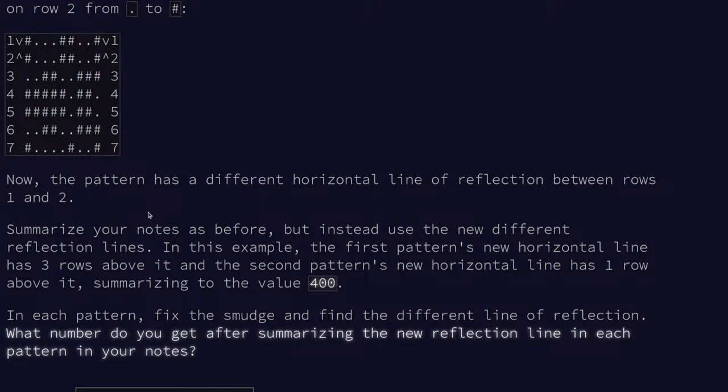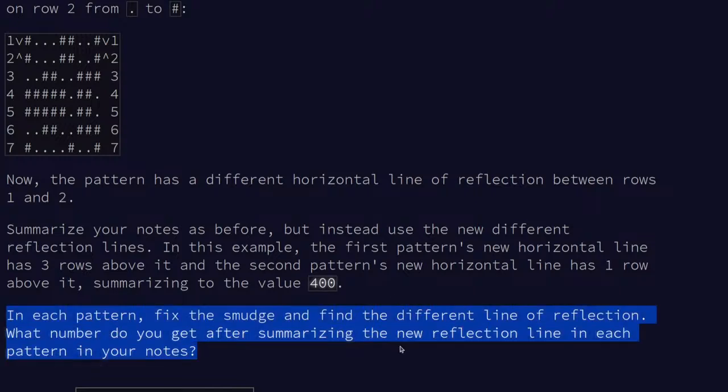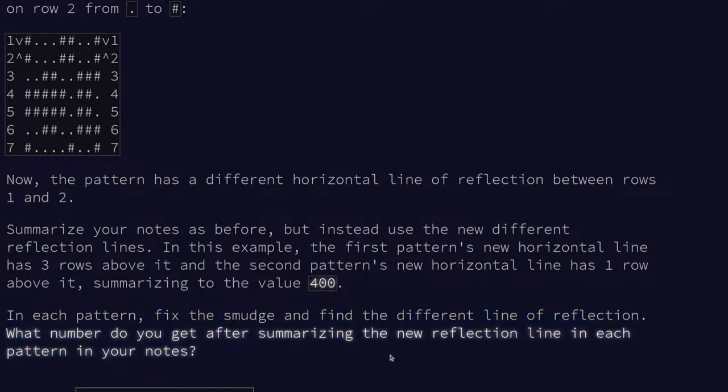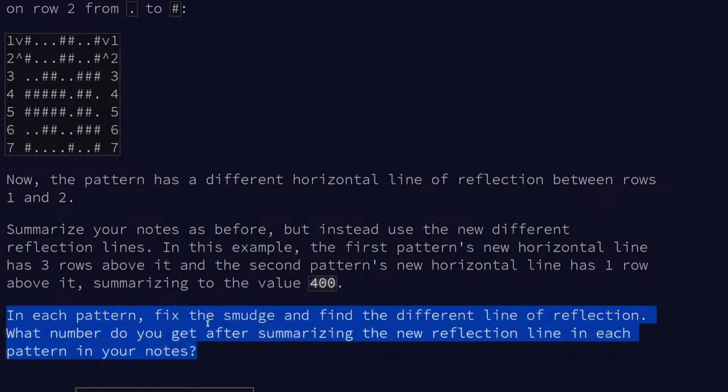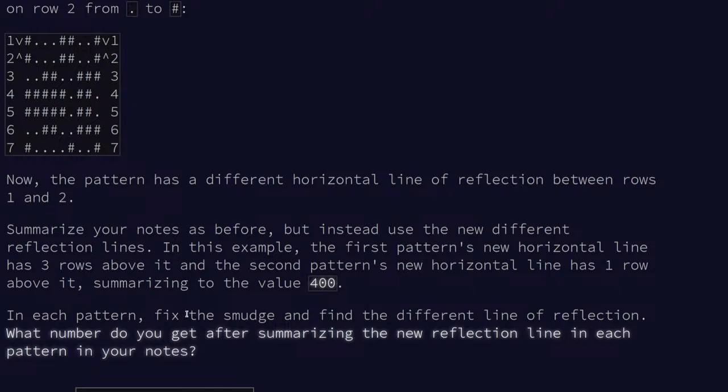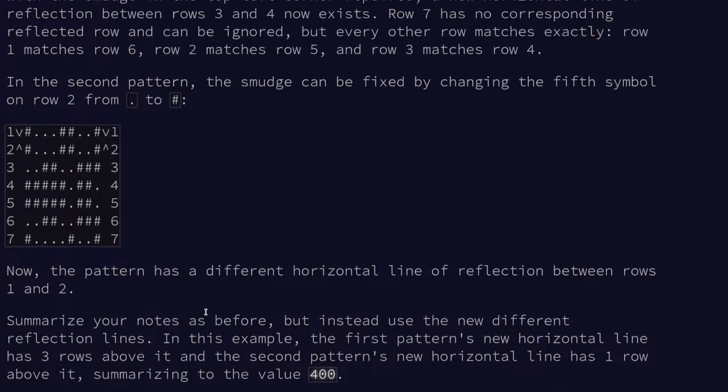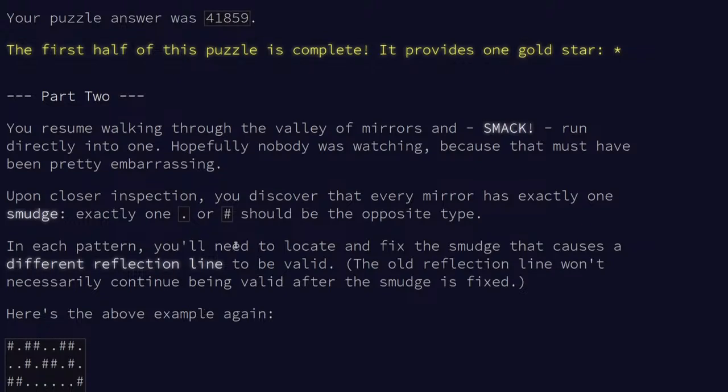Okay. Summarize your notes as before, but instead use the new different reflection lines. This example, the first pattern's new horizontal line has 0. Each pattern, fix the smudge and find the different line of. What do you mean fix the smudge first? I mean that is wrong, right? So we first check what is defined as smudge.